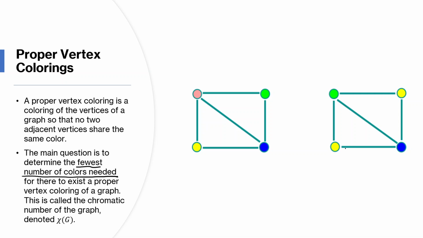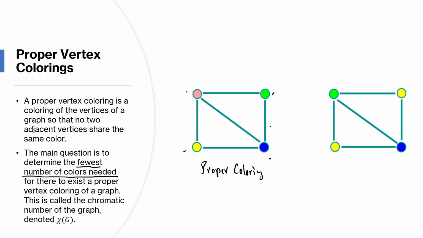So here I have the same graph twice. In this first coloring of the graph, I've used 1, 2, 3, 4 different colors to color the vertices. This is a proper coloring because no two vertices that share a color are adjacent. And in fact, all of these vertices have different colors. So this is an example of a proper coloring of the graph.